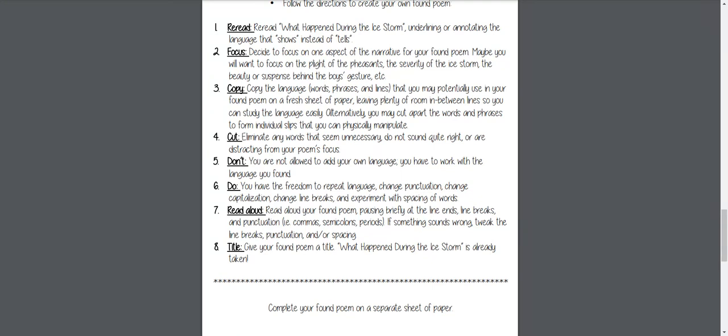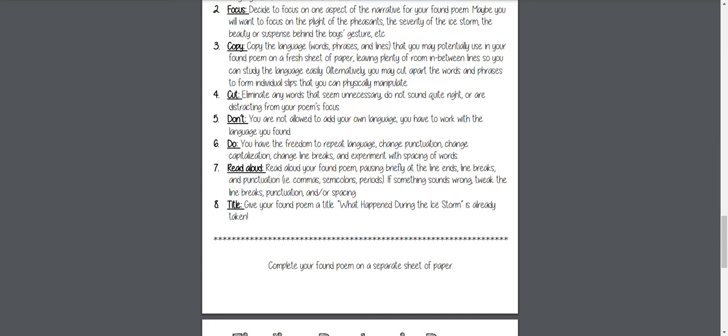Finally, don't sound goofy and don't think that I'm ridiculous, but poems are meant to be read out loud. Because of that, do read aloud your found poem, pausing briefly where the line ends, where the line breaks, punctuation. If something sounds wrong, then tweak it, fix it, change it. You have the freedom to do that. And finally, give your poem a title. You may not use What Happened During the Ice Storm because that one was already taken.